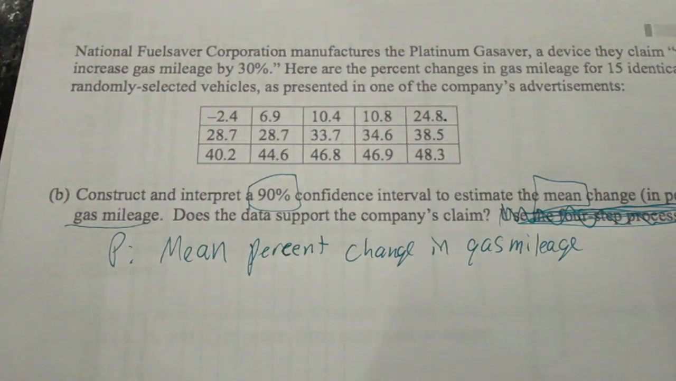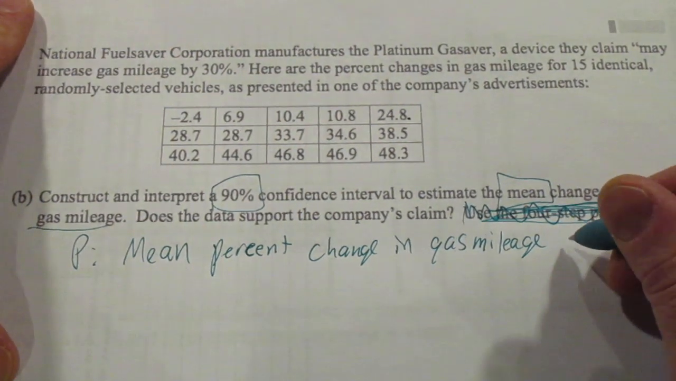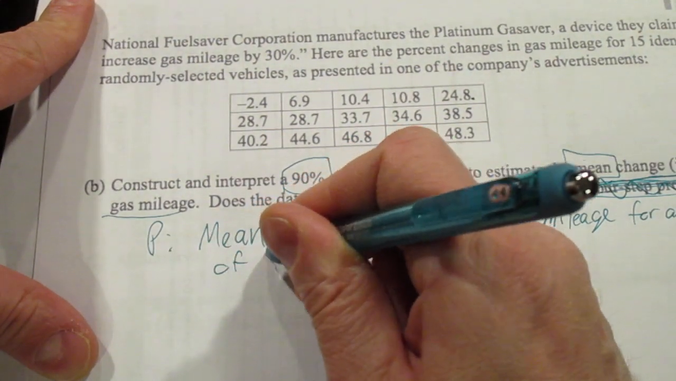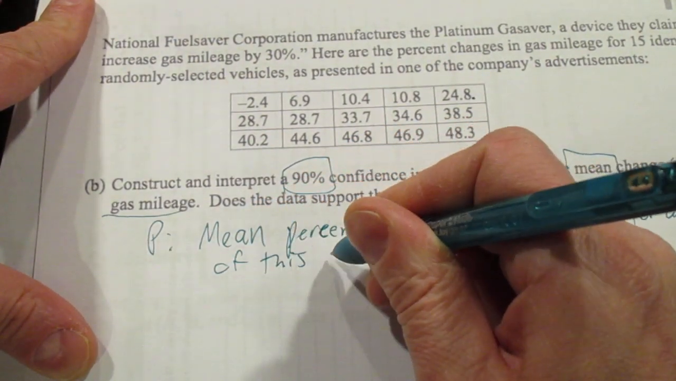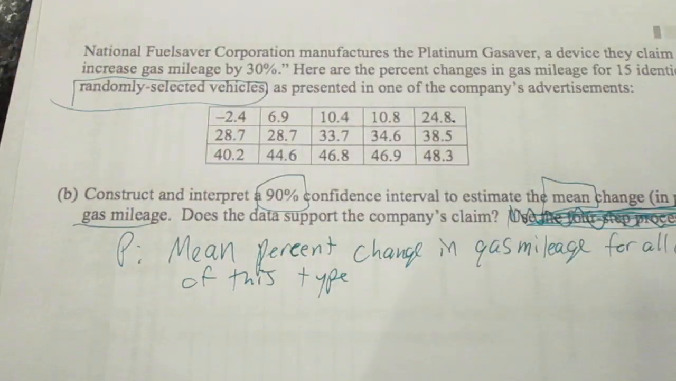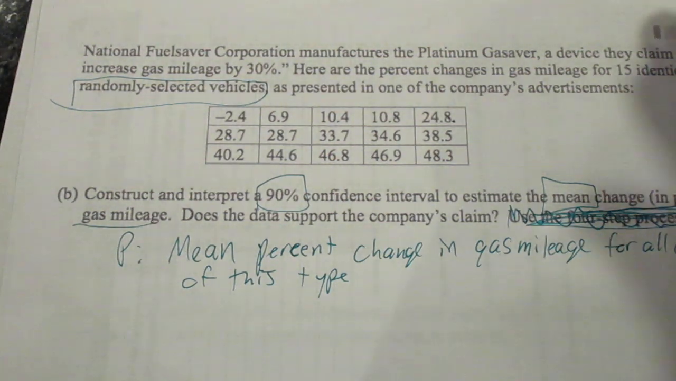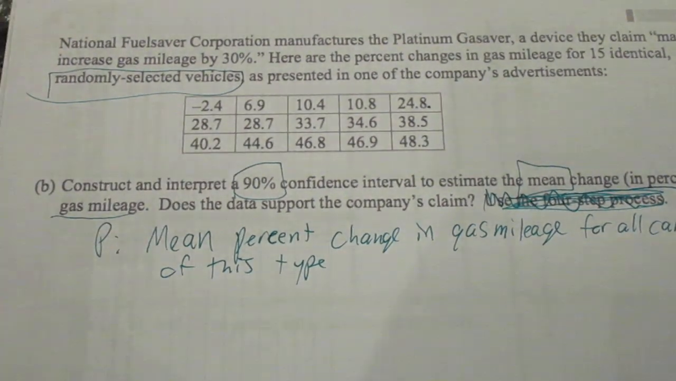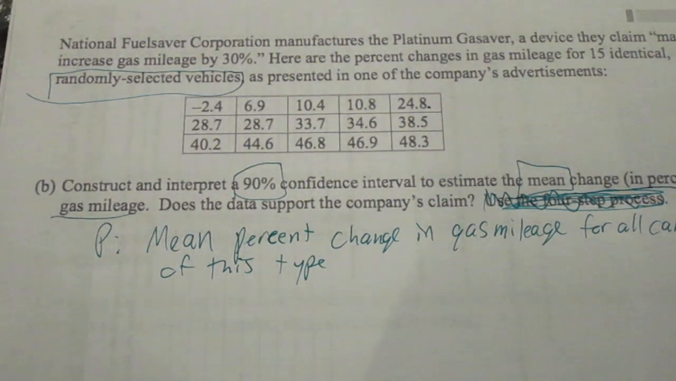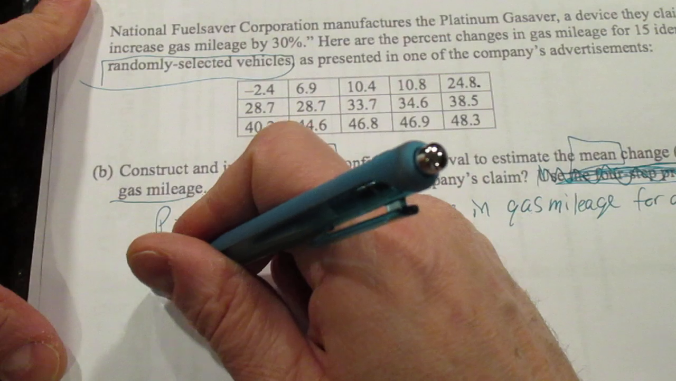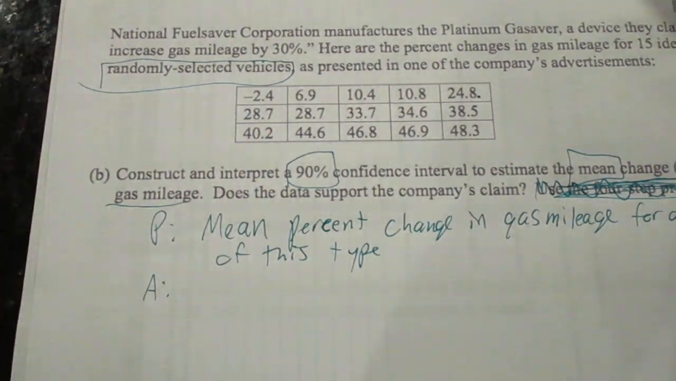Now, for these 15 cars? No. For all cars of this type. And that goes back to chapter 4. It was randomly selected from the population. Therefore, we can make a statement about the population of cars that it was chosen from. Like I said at the beginning, this is a good statistics problem. Parameter. Population.